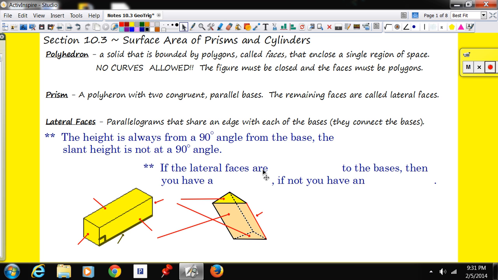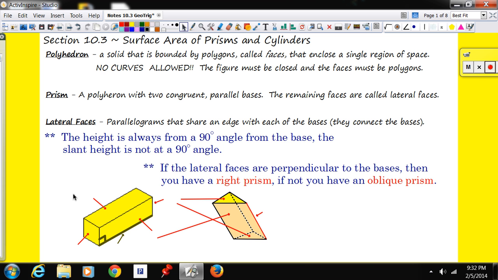Now if the lateral faces are perpendicular to the bases like you see here, if this base and this face are perpendicular, then we have what we call a right prism because we have right angles. Right angles make a right prism. If you don't have perpendicular bases, then you have what we call an oblique prism, where you have angles that are obtuse or acute. They're not right angles, so that'd be an oblique prism.